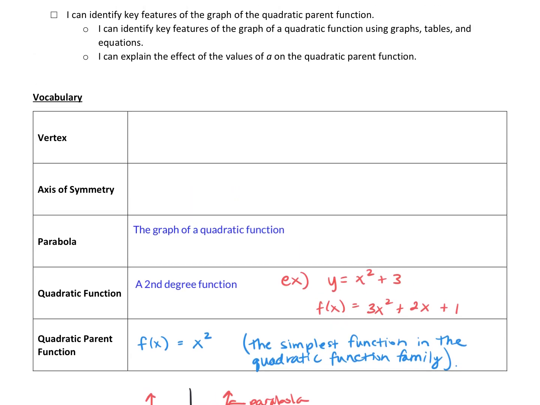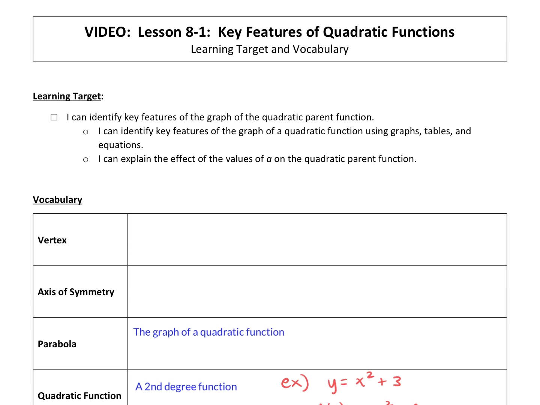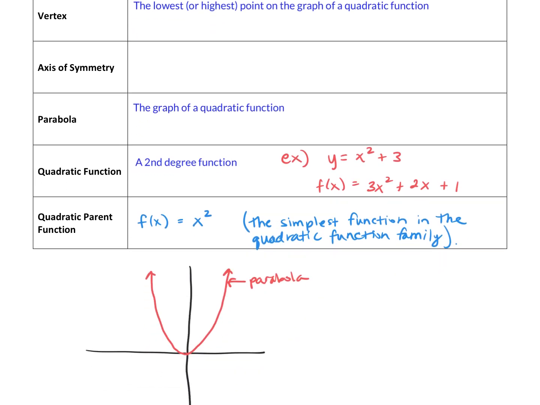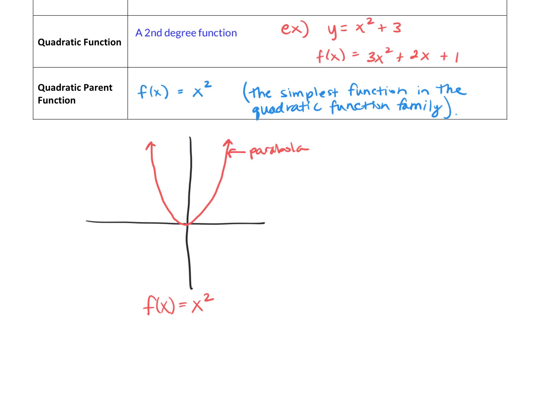Next, let's move on to vertex. So the vertex is the lowest, or it could be the highest, one or the other, not both, the lowest or highest point on the graph of a quadratic function. So if we look at the graph that we're building down here, the vertex is going to be this point right here. If your parabola opens up, it will have a lowest point. That is our vertex. And for the parent function, the vertex is at the origin every time. It's at 0, 0, because we have not translated this left or right or up or down.